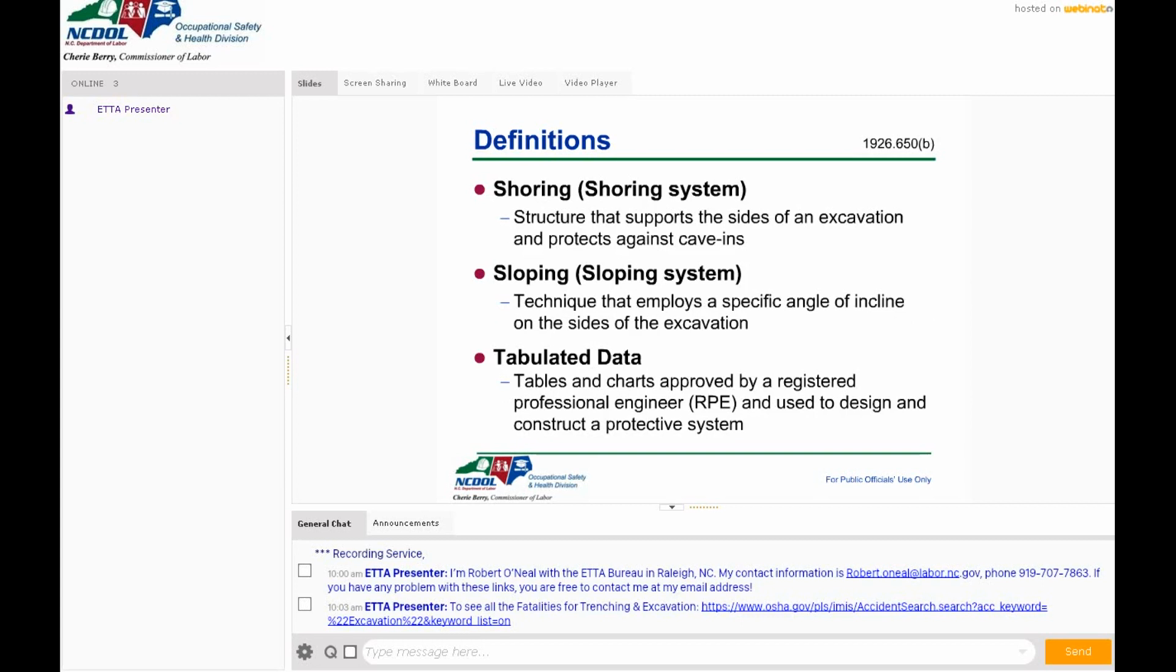Now, the tabulation table for any trench box or other types of boxes similar to that, you must have that tabulation data on site to ensure that you're following it. Because how else would you know what forces can be put up against the side of that particular box or that excavation site that's got something similar in there?